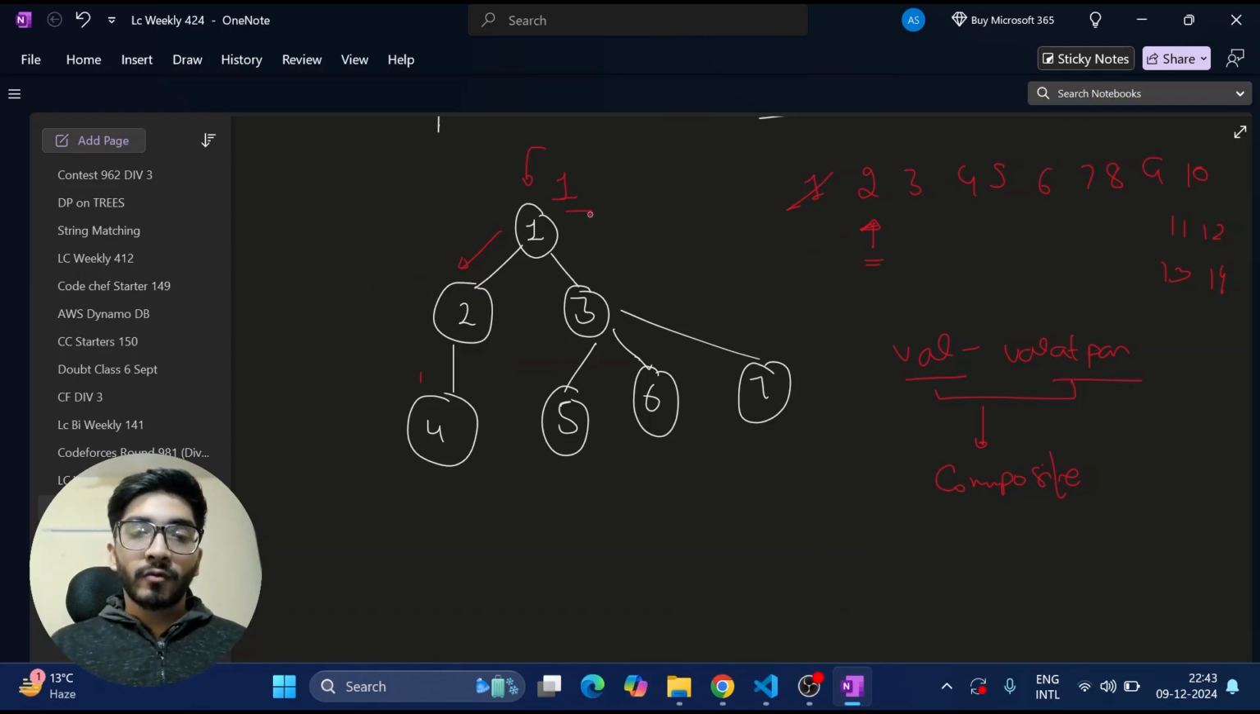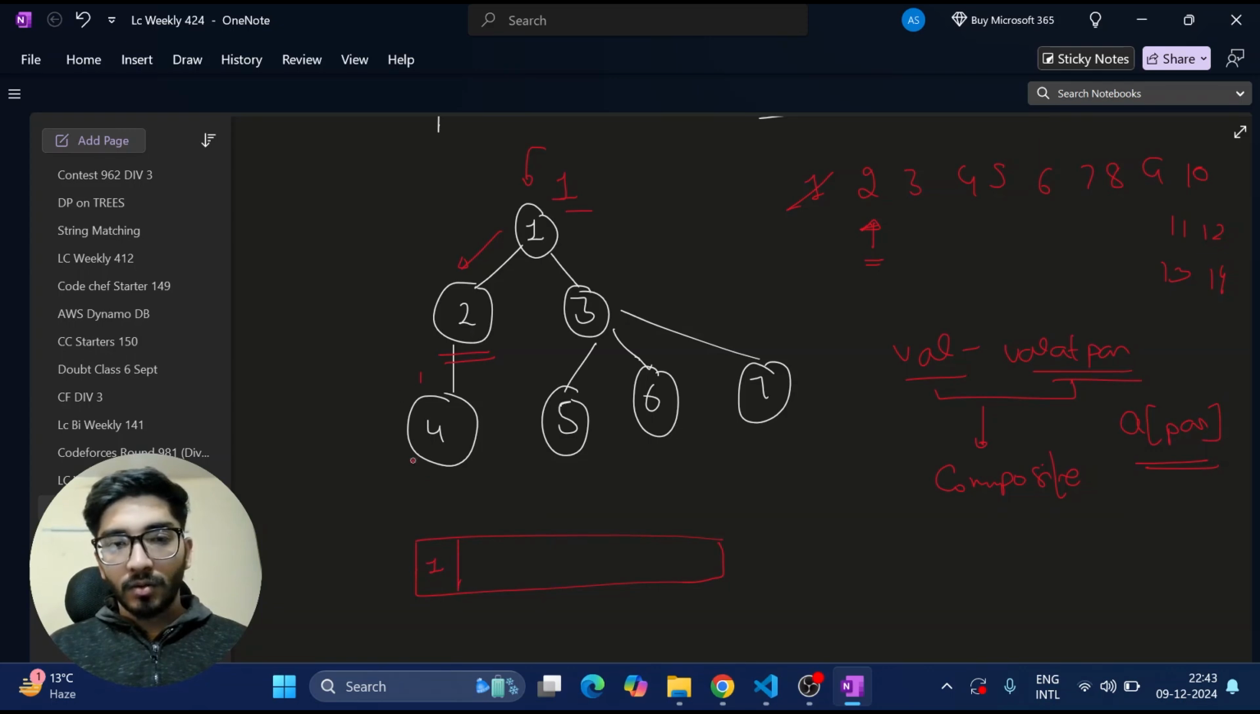So whenever I am at any child node, I know I had already finalized the value for its parent, so I don't have any tension about it. So I can easily get this value at parent by using this a of parent and get this value from this array itself, which I am just finalizing over here. So for 1, I know I had already put a value 1 over there.